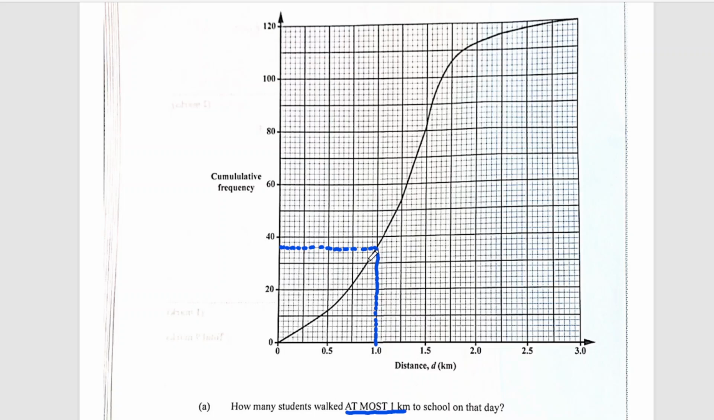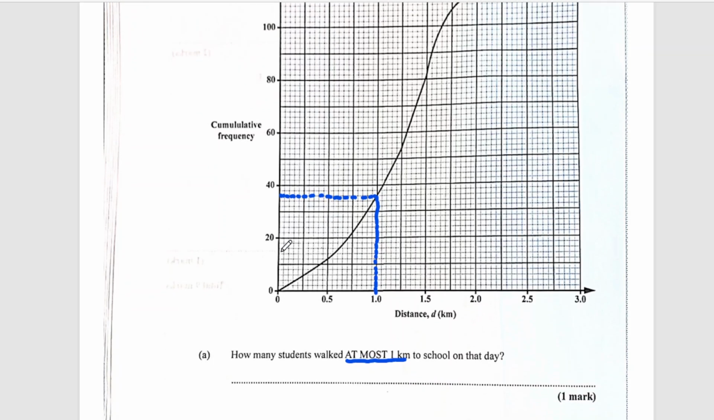So what we're interested in is this part of the curve. So how many students walk up to this point? We come across here and we read that off. So this would be 30, 32, 34, 36. I see it not correctly, right? Yeah, 36 students. Right, so 36 students walked at most 1 kilometer.